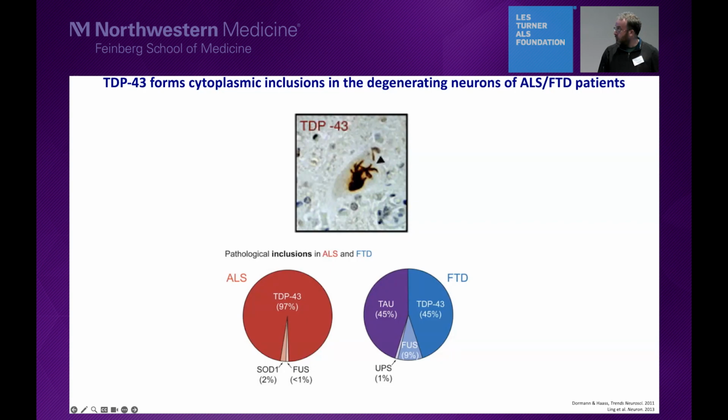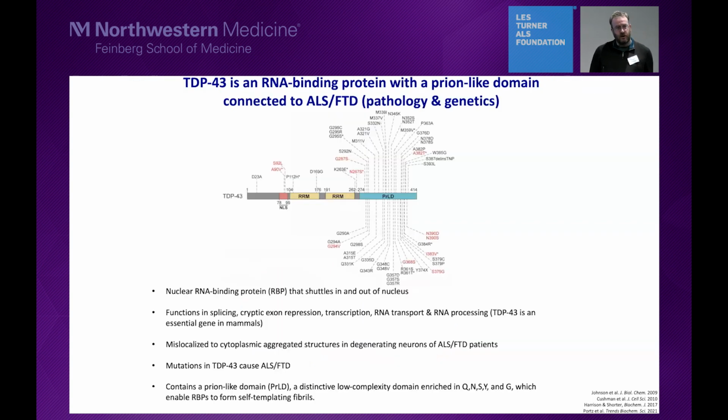So let me tell you a little bit more about TDP-43. This is an RNA binding protein with a prion-like domain. And typically it resides in the nucleus, but it does shuttle in and out of the nucleus. So there's always a small cytoplasmic pool of the protein. It engages RNAs through two RNA recognition motifs and really plays an important role in a variety of functions in the nucleus, including pre-mRNA splicing, transcription, RNA processing, and RNA transport. And is really responsible for regulating the expression of thousands of human genes.